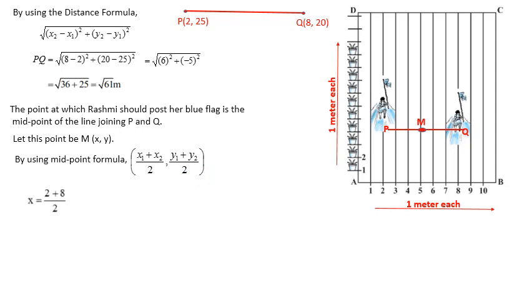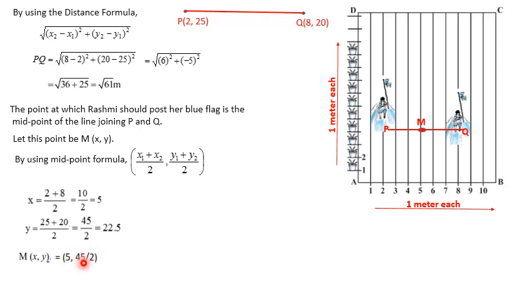Just substitute x1 plus x2. x1 is 2, x2 is 8. That is 2 plus 8 divided by 2, equal to 10 by 2, equal to 5. Next, the y coordinate, y1 plus y2, is 25 plus 20. 25 plus 20 divided by 2 is equal to 45 by 2, equal to 22.5. So the coordinate of M(x, y) is (5, 45/2) or (5, 22.5).